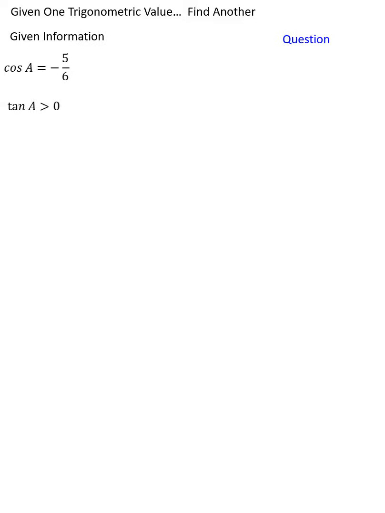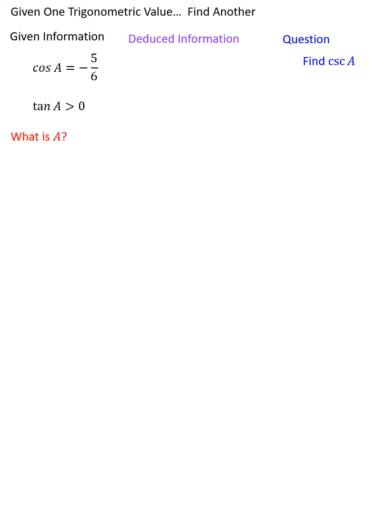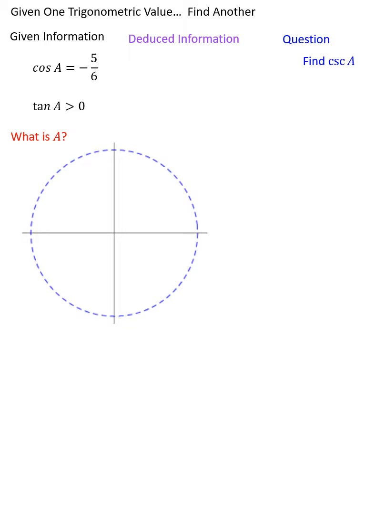Suppose we're given the cosine of some arc length A and the fact that the tangent of that same arc length is greater than 0. Suppose we're being asked to find the cosecant of that arc length. Again, we're going to have to go through our deduced information to get from the given to the question. But again, let's pose the question of what is A?